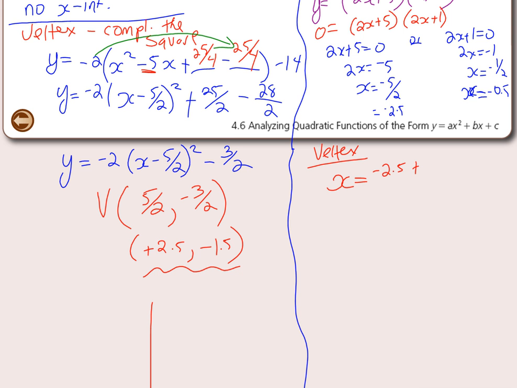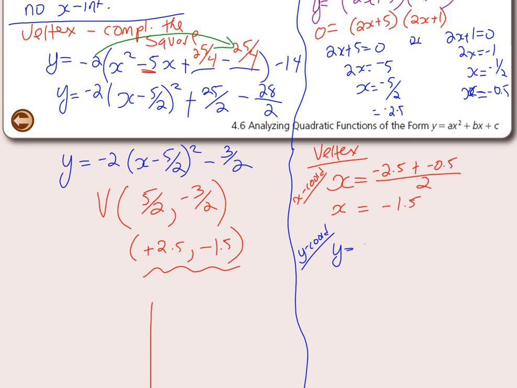The x-coordinate of the vertex is going to be negative 2.5 plus negative 0.5, divided by 2. That's the average of the two x-intercepts, which gives me negative 1.5. Now that I have the x-coordinate, let's find the y-coordinate.